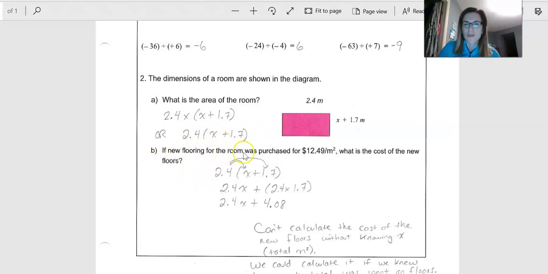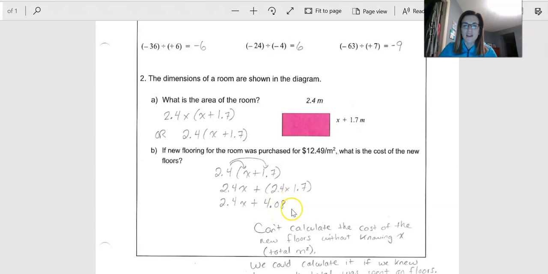If new flooring for the room was purchased for $12.49 per meter squared, what is the cost of the new floors? Well, we can expand this and get it ready for problem solving. We can use the distributive property to multiply within the brackets for both. This will end up being 2.4 times x plus 2.4 times 1.7. So we can rewrite that as 2.4x plus, if we multiply these together, we get 4.08.